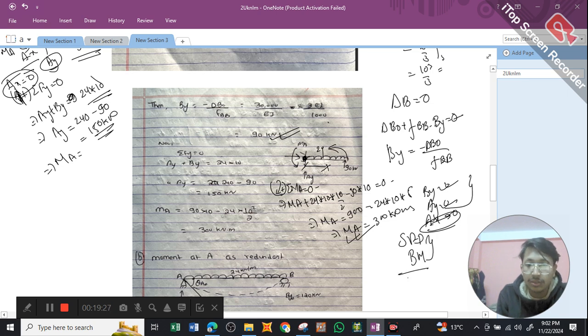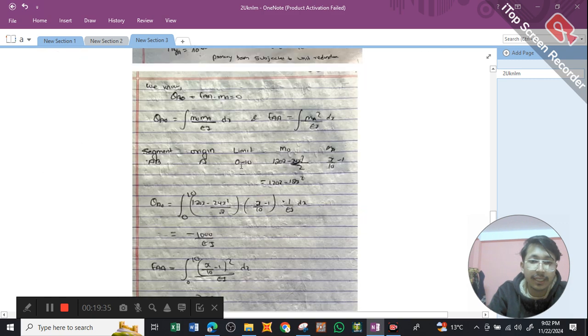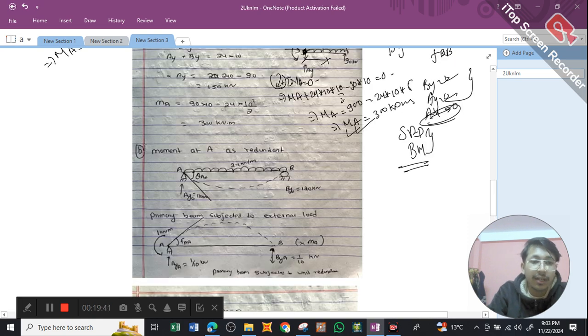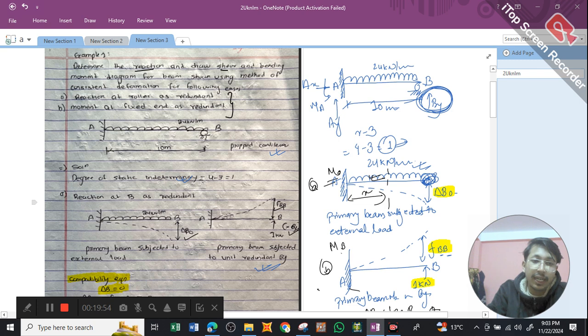This is our part 1. In part 2, we'll find out the shear force diagram and bending moment diagram for the same problem. I'll teach you in the next video. In the next video, I'll also explain how we can solve this indeterminate beam by taking moment at A as redundant. Currently we took the reaction at roller B as redundant. In the next part, we'll be taking the moment at the fixed end A as redundant while keeping the roller separate. I'll explain how we can do that in the next video.